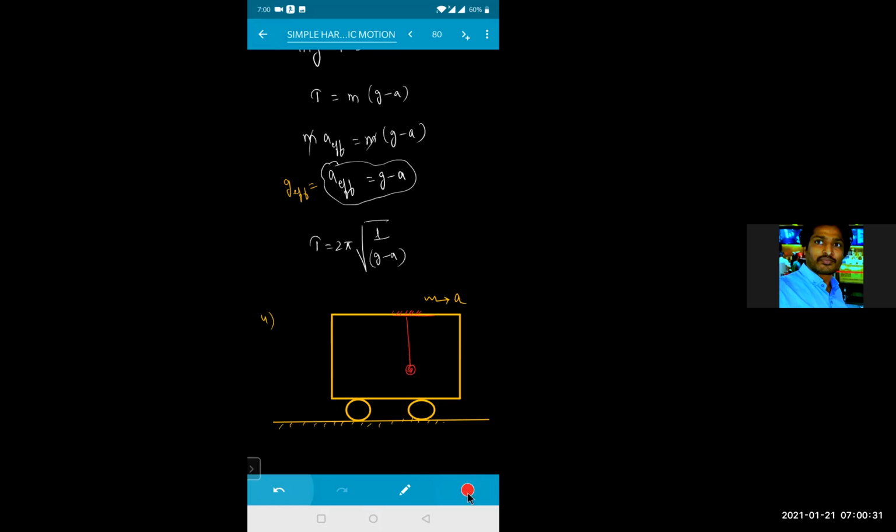The moment this trolley moves in the front direction, what happens to this bob? The bob will be moving in the backward direction because of what force? Pseudo force, making an angle of theta. So there is a pseudo force acting on this, because it is an accelerating frame.